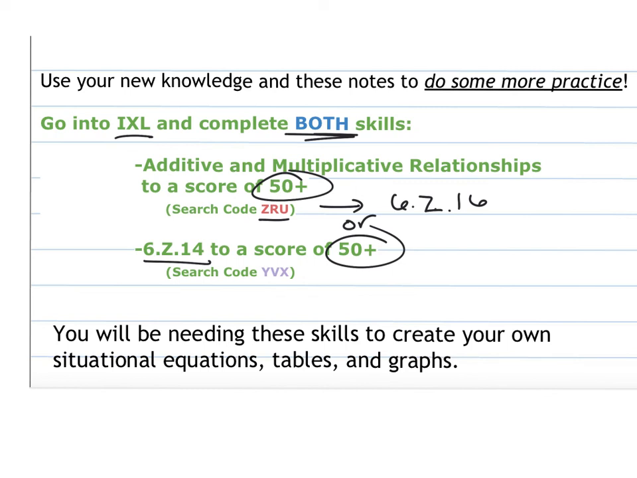You'll be needing these scores to create these skills that we just did to create your own situational equations, tables, and graphs coming up. Good luck.